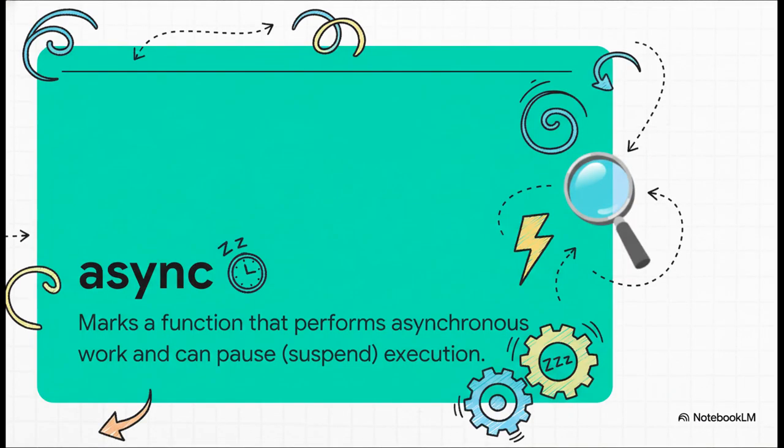Well, it starts with this little keyword, async. When you slap async on a function, you're basically telling Swift, hey, just a heads up, this function might need to pause for a bit to wait for something. And here's the crucial part. While it's paused, it doesn't freeze your whole app. Your UI stays perfectly responsive.